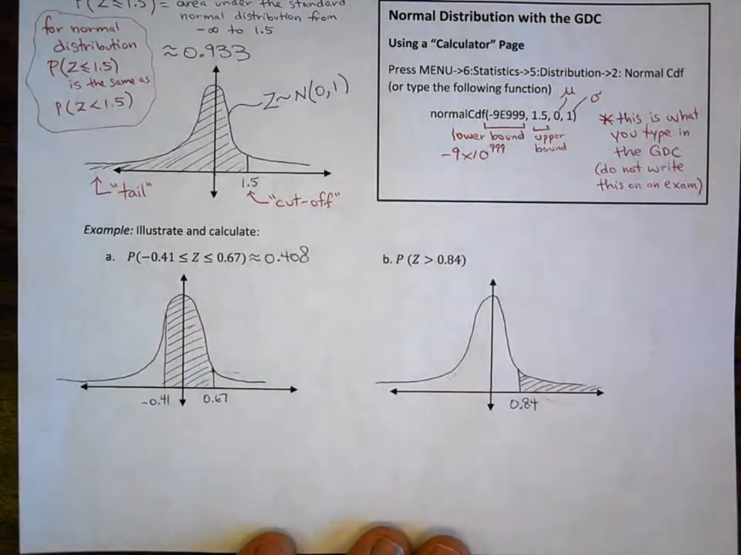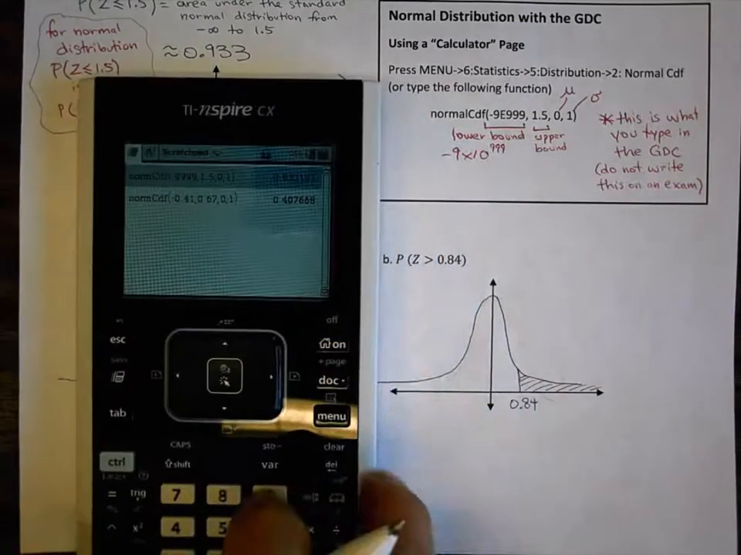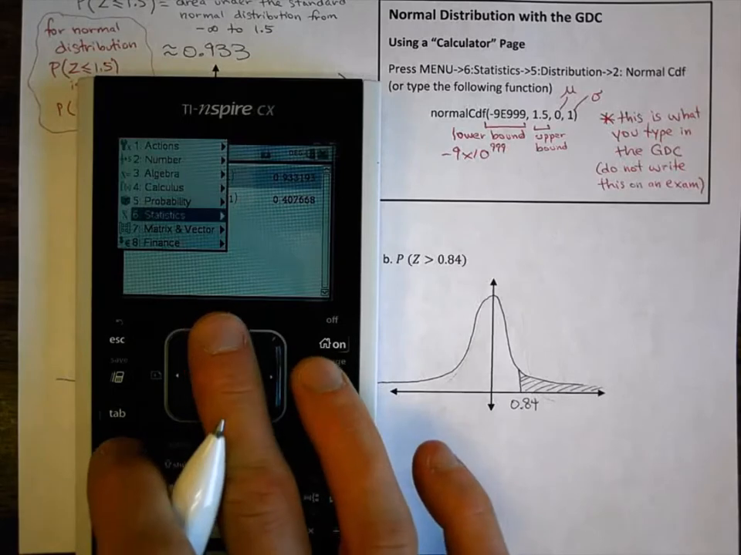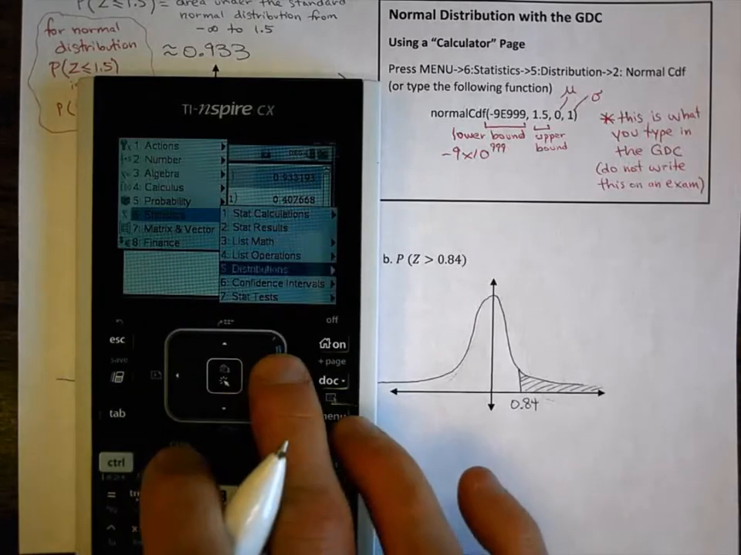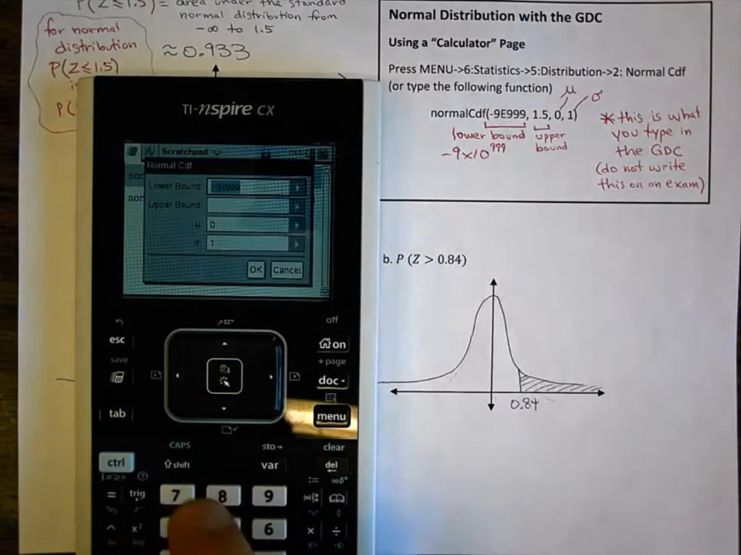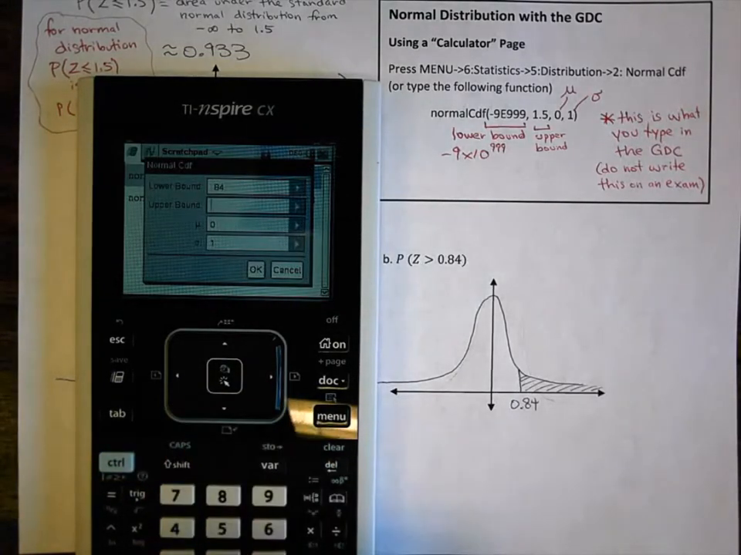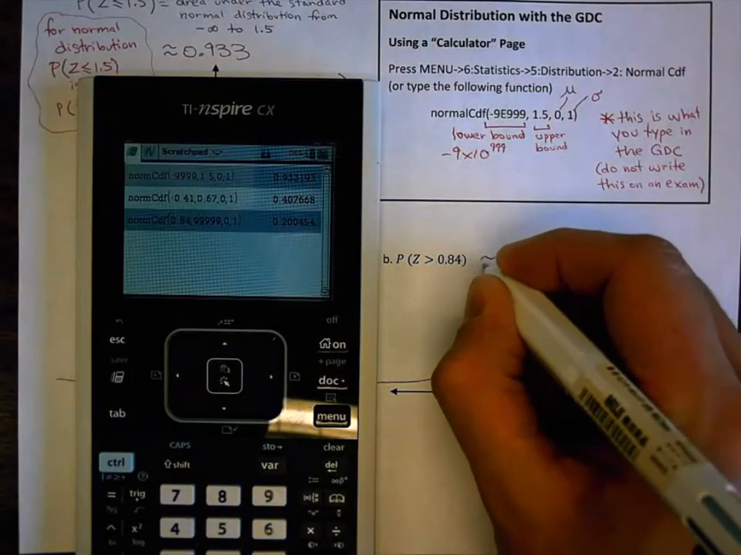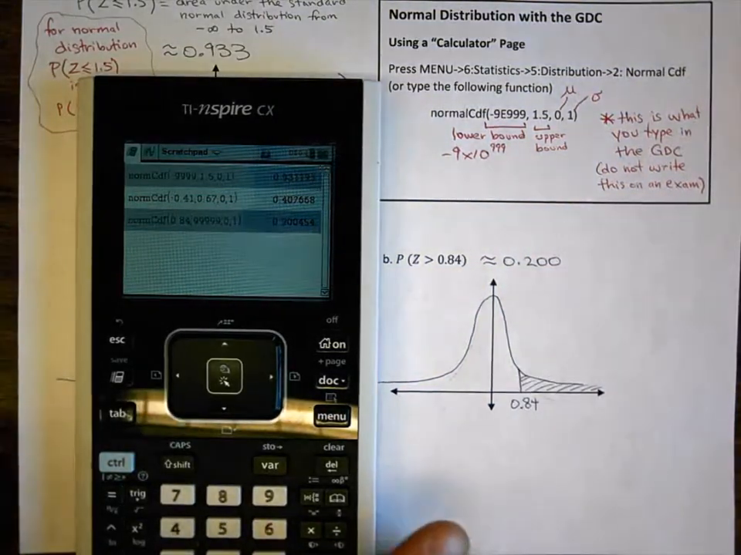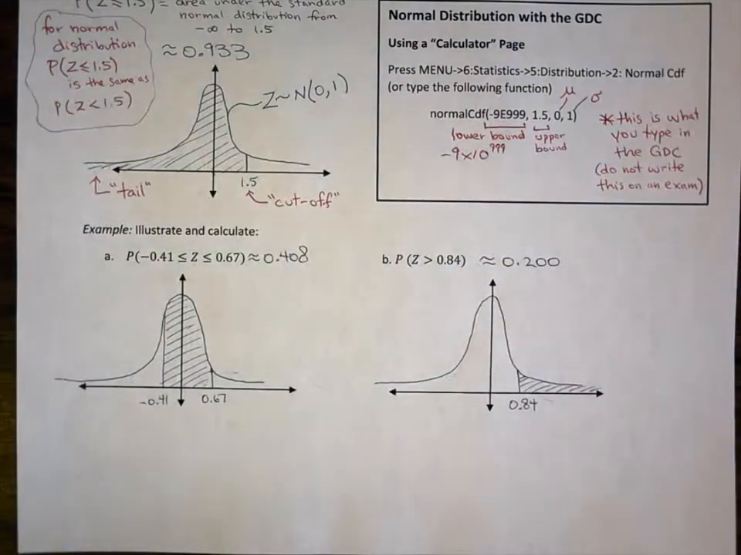Now if we use our calculator to do this, menu, statistics, distribution, normal CDF. And we're going to put a lower bound of 0.84 as the cutoff. Now the upper bound, we have to put a very, very large number. Again, you can't put positive infinity, you just put a very large number. And then the 0 and 1 are the parameters. And that gives me my final answer, 0.200. So our calculator, this exercise is really about using our calculator effectively.